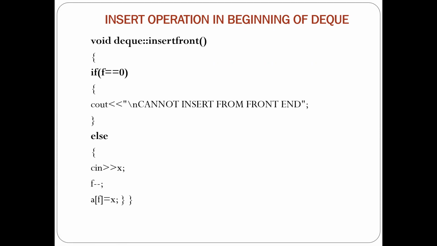That means we have to decrement the front index first, and then to that front index we can insert the item like A[F] = X here. A is nothing but, suppose, the array name. This is the front index. So to this front index, we can insert the element here. But for this first we have to do F--. That means the front index first we have to decrement and then we can insert the element in that position.